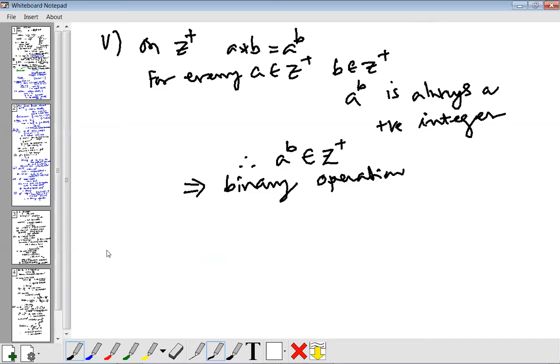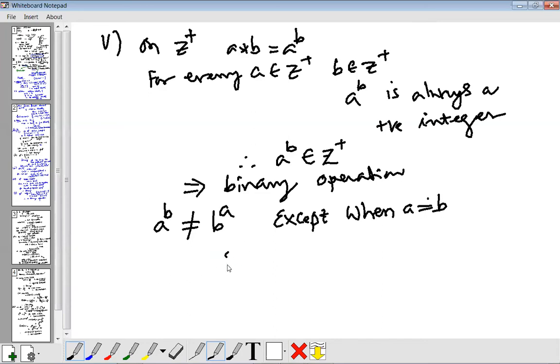Then the next one, whether it's commutative or not. So A to the power of B is not equal to B to the power of A, except when A equals B. In all other cases, it's not equal. Whenever it is not, we can show an example. 2 cube is not equal to 3 square. Therefore, it is not commutative. Now we have to see whether it is associative or not.